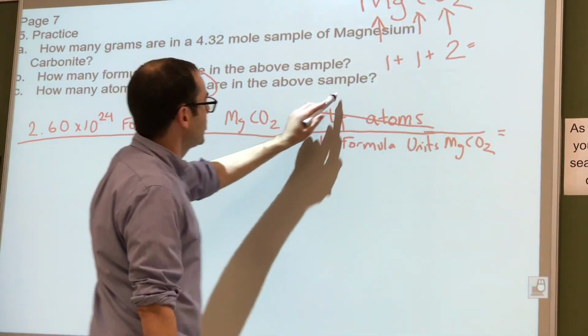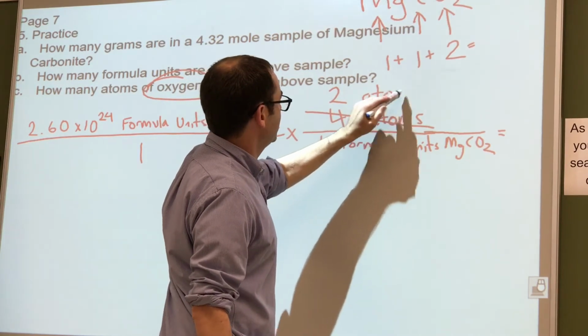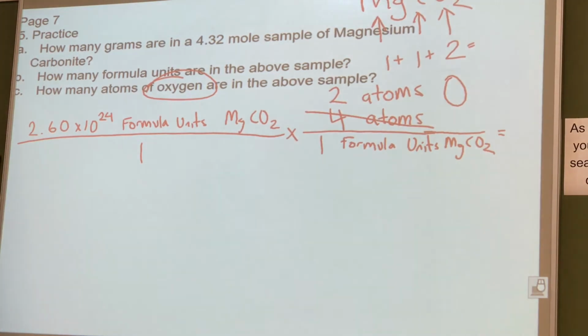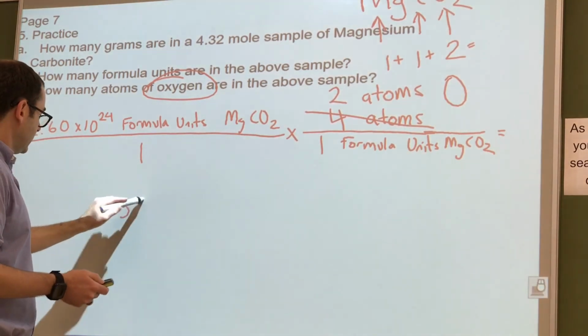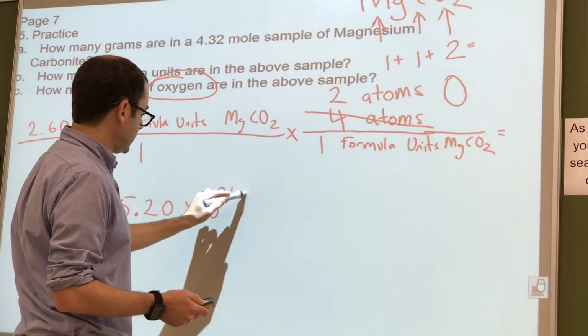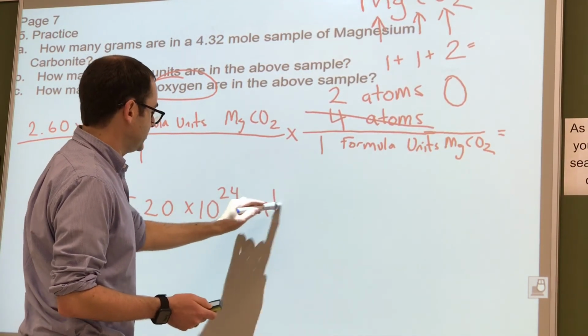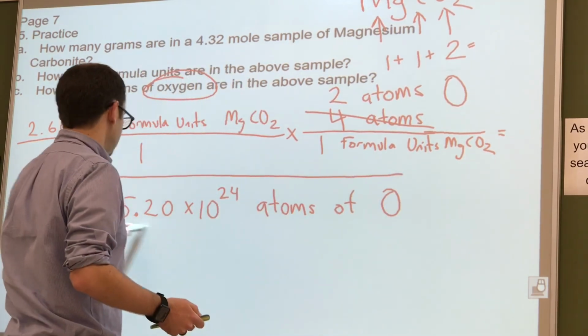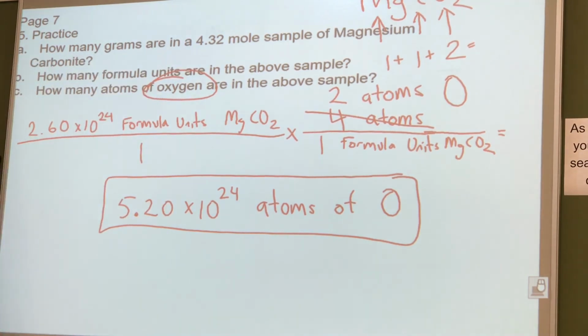All right, so instead of 4, we're going to have 2 atoms of oxygen. Good. And let's multiply. Oh, I guess we didn't need a calculator for that. 5.20 times 10 to the 24th atoms of oxygen. All right. Any questions?